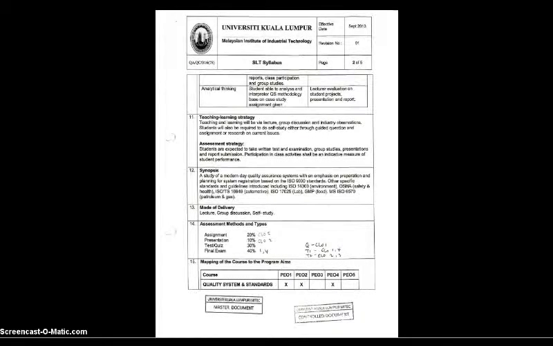The assessment methods for this subject are based on assignments. The portion for assignments is 20%, presentation 10%, and we will have tests and quizzes, which will cover 30%. And lastly, this subject has a final exam of 40%. The total number of tests and quizzes will be determined later on in the class.